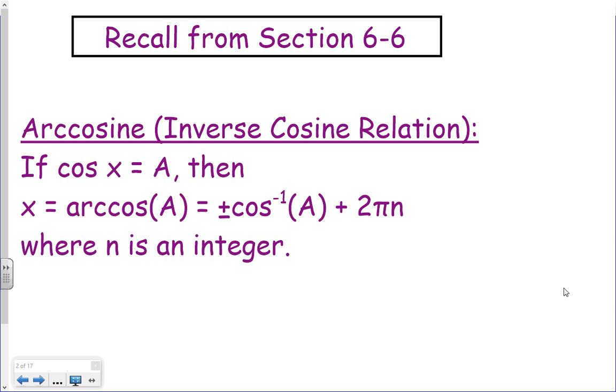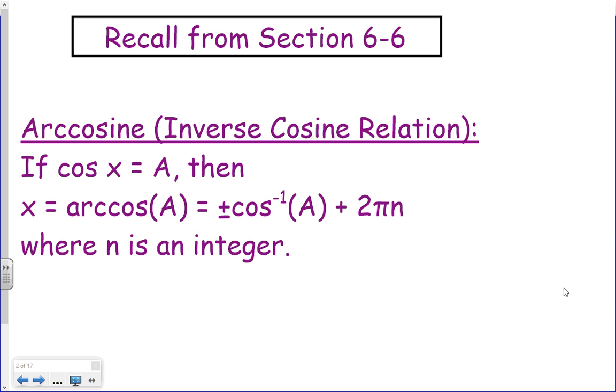So this is defined as the inverse cosine relationship. Remember, that's the key there. It's a relationship, not a function. A function, plug in one input and you get one output. A relationship, that's not necessarily the case anymore. In fact, that's definitely not the case here. When I plug in one value, I'm going to get an infinite number of possible solutions here.